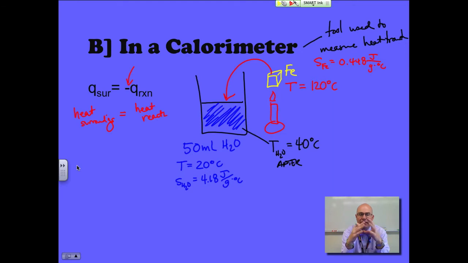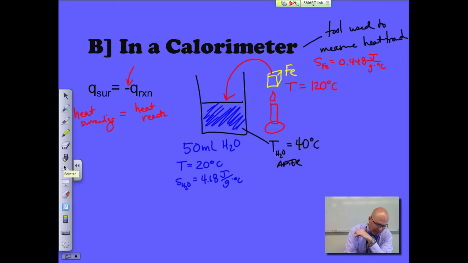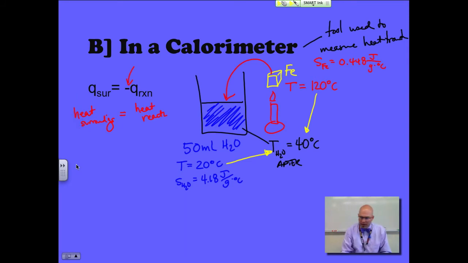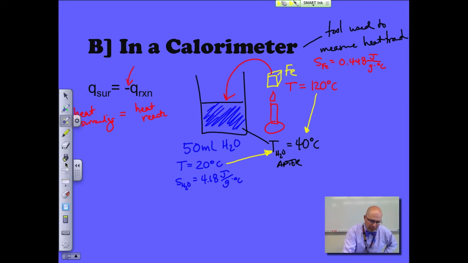That hot piece of iron increased the water's temperature to 40 degrees. Now it is important that we realize that the water went from 20 to 40, but the iron is also finishing at 40, right? It started at 120. Its final temperature is 40 as well because the iron's sitting in the water. So with that being said, I could ask how many grams, or in other words, the mass of iron did we have?